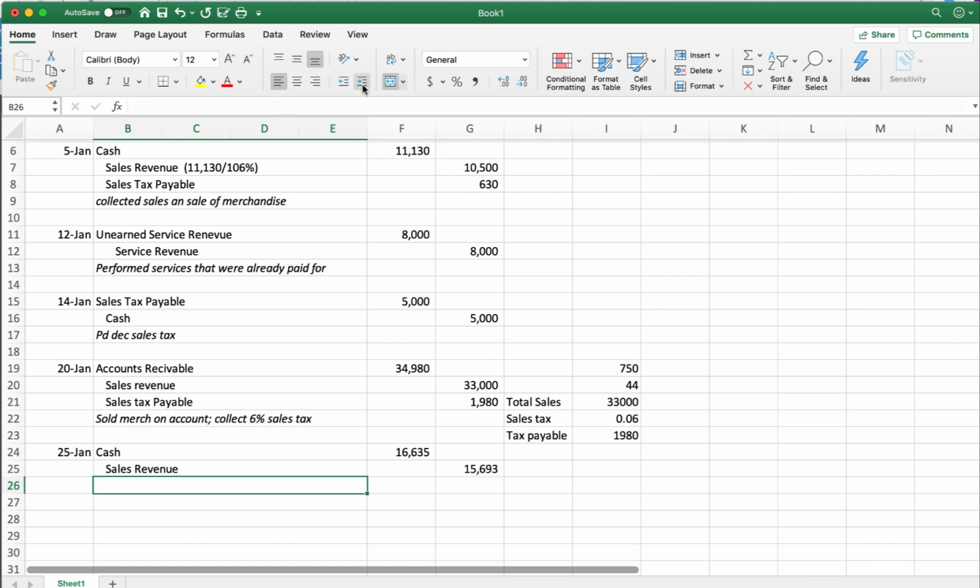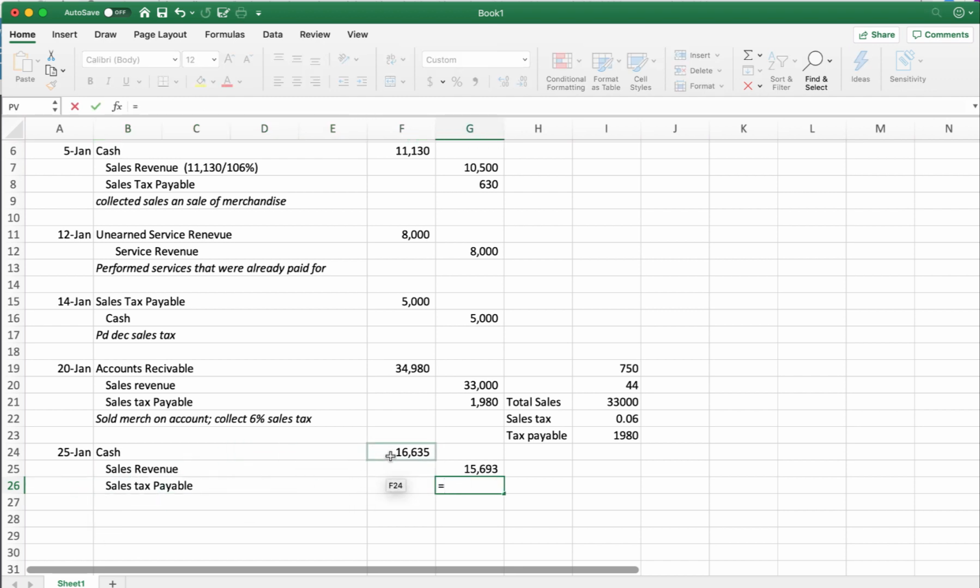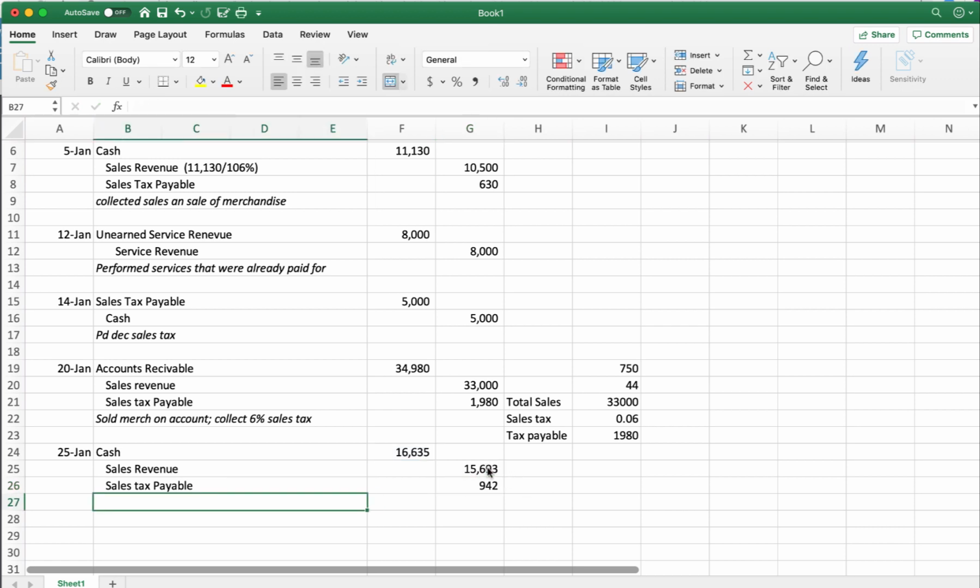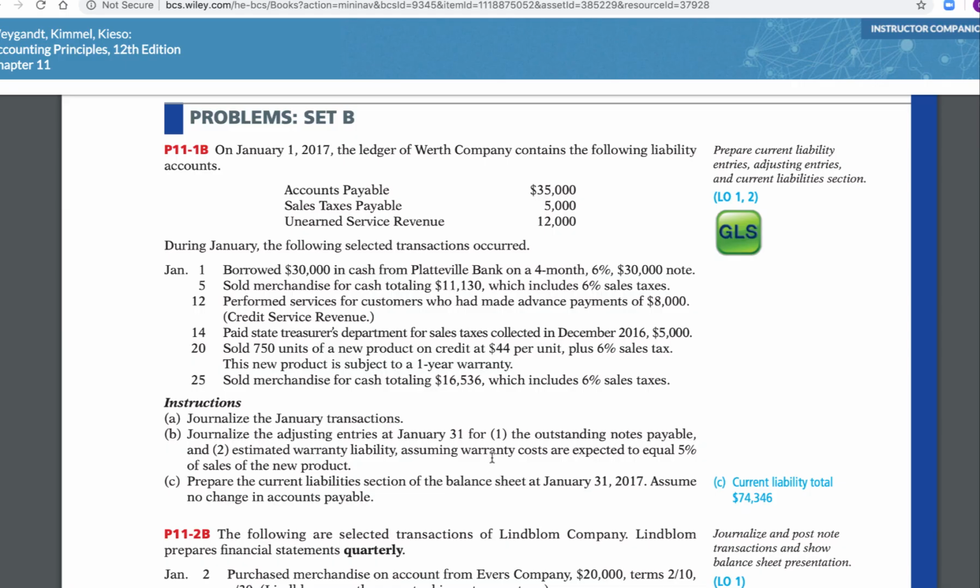Now I got to figure out what is my sales tax payable. Sales tax payable is a liability. I credit it. I increase a liability with a credit. So I need to indent my credit. Type in sales tax payable. And I'm just going to subtract. Total cash I received minus my sales revenue. That gives me my sales tax payable, okay?